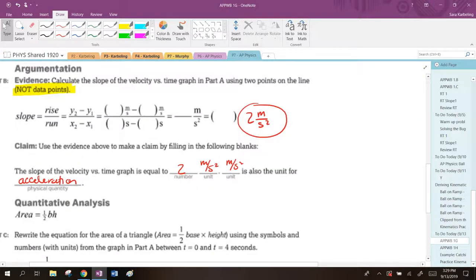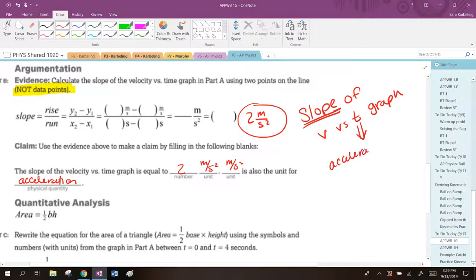Now, you have a little bit of space next to that. We're going to write something down that's really important. Let's write it down, because when we write things down, we remember them better, right? The slope of a velocity versus time graph is what? The acceleration of the object.